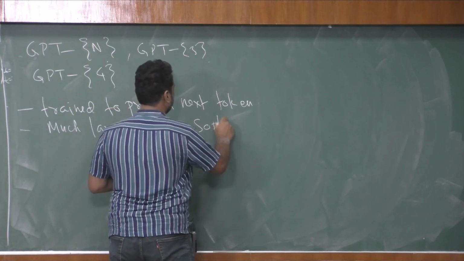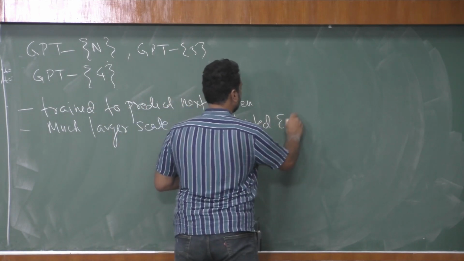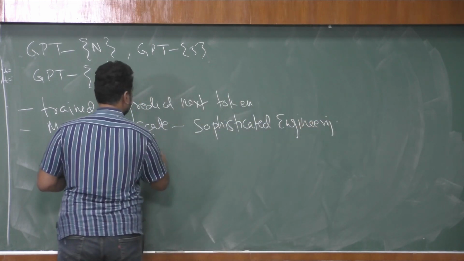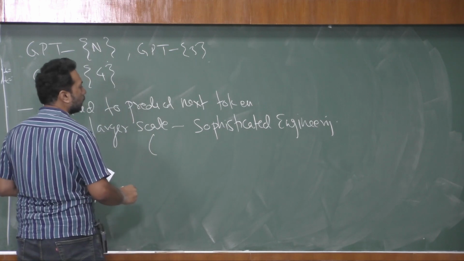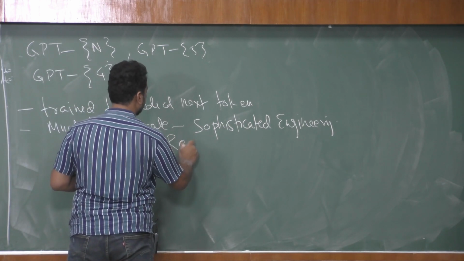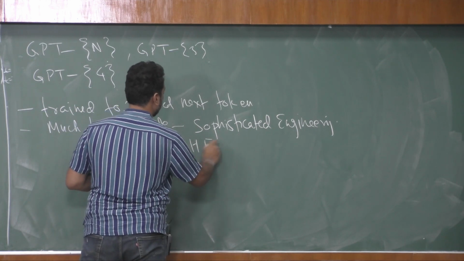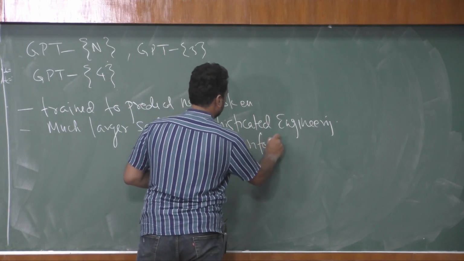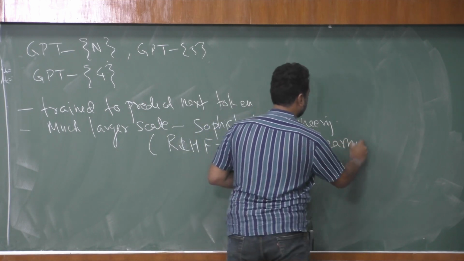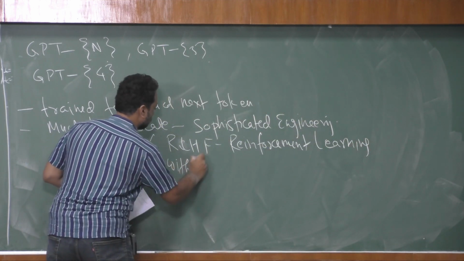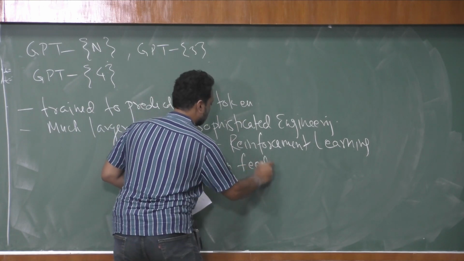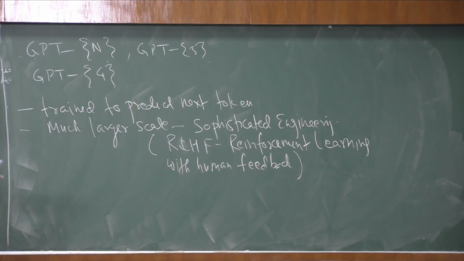and it uses sophisticated engineering. So basically one of the sophistications is it uses some reinforcement learning, RLHF, I believe. So reinforcement learning with human feedback. So this is another additional layer in the GPT that if the answers are not very nice, then there is a human feedback also that kind of gives some reward, and then based on that reward the model can go back and again try to become better in predicting.